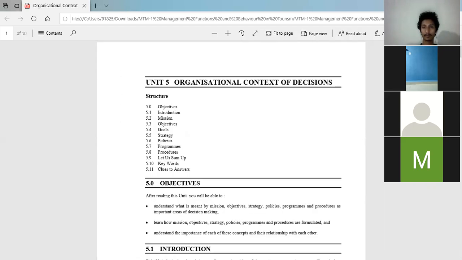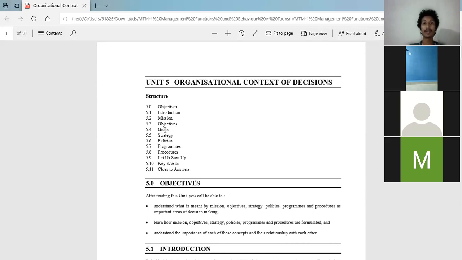Programs are a system which helps the company to run smoothly and not face any problem. So you should remember the organizational concepts of decision making are these: mission, objective, goals, strategy, policies, programs, and procedures.